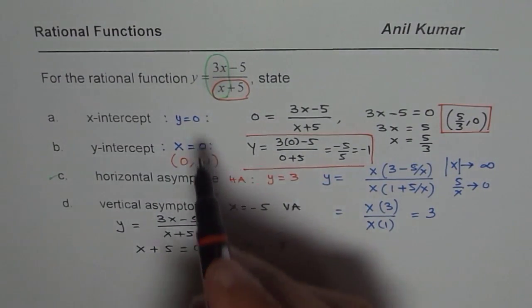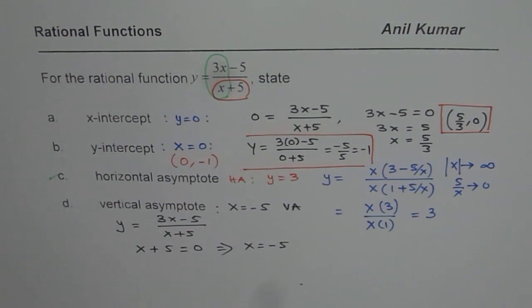So that is how you can handle a rational function in the given form. You can find that the horizontal asymptote is the ratio of the leading coefficients of numerator and denominator, and the vertical asymptote is found by equating the denominator to 0.